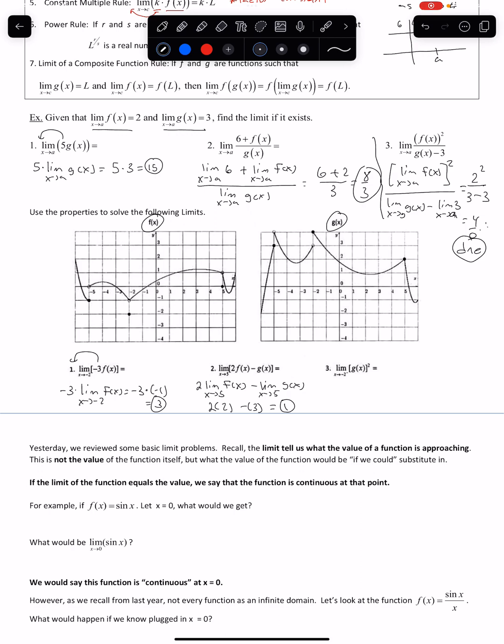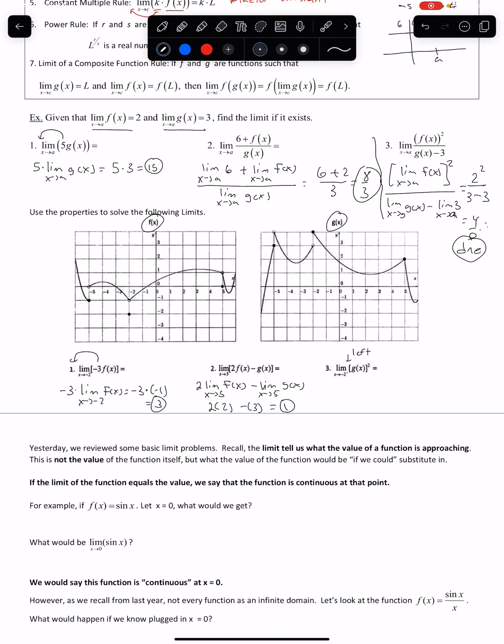Be careful for number 3, we are approaching from the left. We're approaching negative 2 from the left. So if we look at g of x, as we approach negative 2, be careful, on the left we're approaching 3, and on the right we're approaching 4. So we're only looking at the left-hand side.